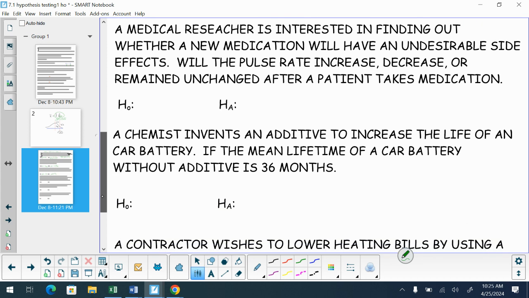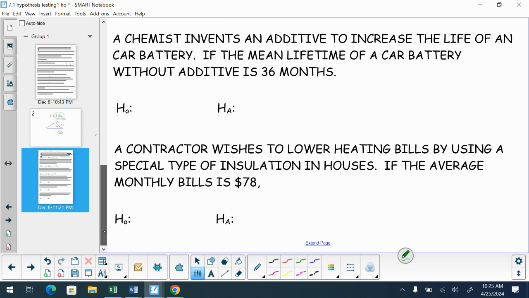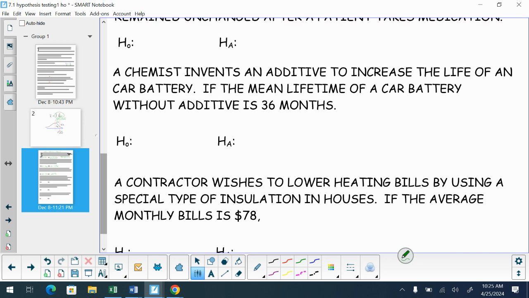Skip the next one. We'll go to the next 2 here. Okay, do the next 2. A chemist invents an additive to increase the life of the car battery. If the mean life is 36 months, he wants to have this additive. Okay, go ahead and do the last 2. Check your answer with somebody around you.